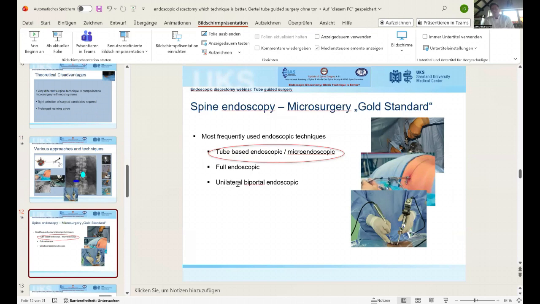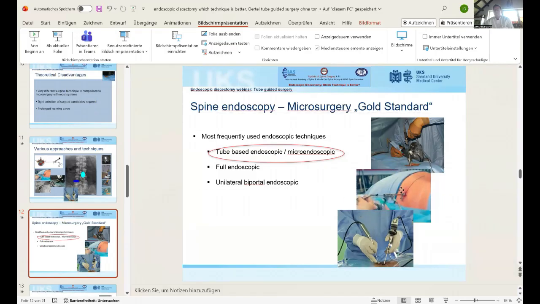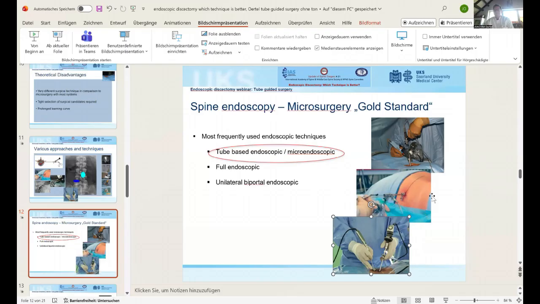I will now focus on tube-based, microendoscopic procedures of the various endoscopic techniques. The example is here in the upper left. This is usually, in the presentation mode, a sequence with animation. You see here an example of working through the tube-guided, tube-based endoscope for discectomy. Why is it called microendoscopic? Actually, this term was coined in the beginning when the Metrx system was the first tube-based system available on the market worldwide. So it's a very, very famous system.